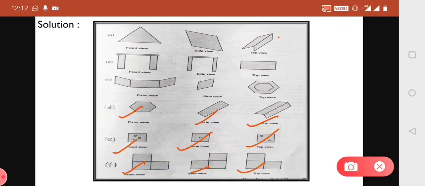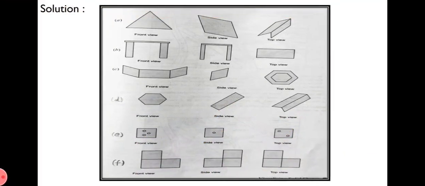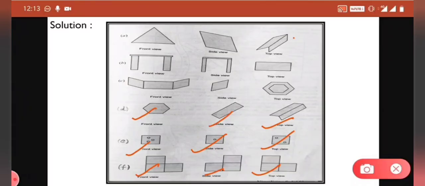So for question number 3 and 4, you have to draw the questions, and then below them all the three views you will draw separately. Dear students, copy all these as per instructions in the CW.